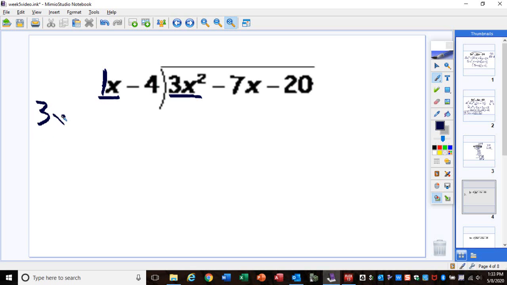We're going to take 3x squared and divide it by 1x. Now think about what that is. We're going to take 3x squared and divide it by 1x. Well, that's going to be 3.